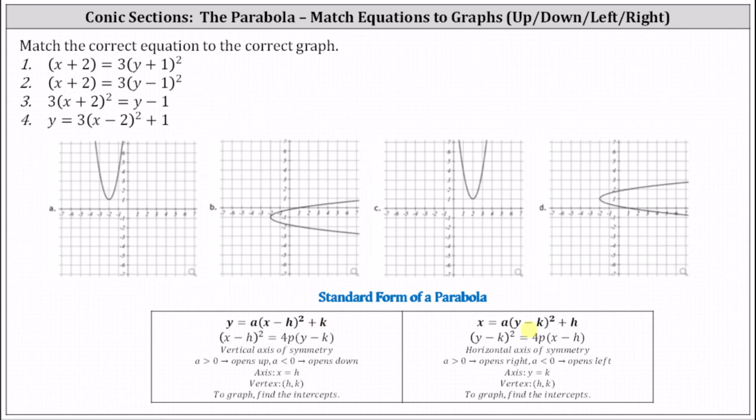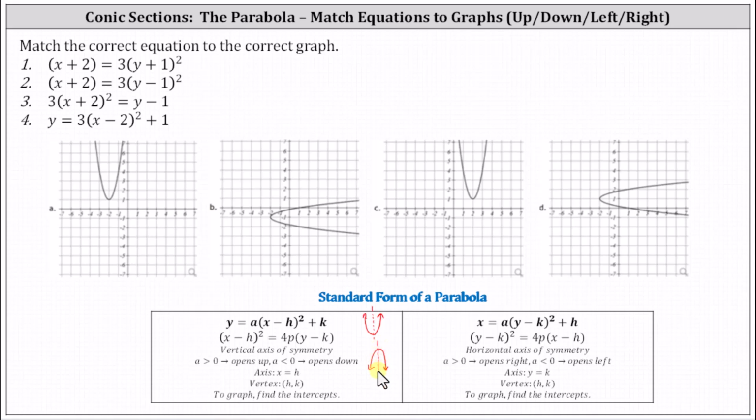Let's first consider y equals a times the square of x minus h, plus k. When we have the equation of a parabola in this form, we have a vertical axis of symmetry, which means the parabola either opens up or down. If a is greater than 0, or positive, the parabola opens up. Notice we have a vertical axis of symmetry. If a is negative, or less than 0, the parabola opens down. And notice we still have a vertical axis of symmetry.